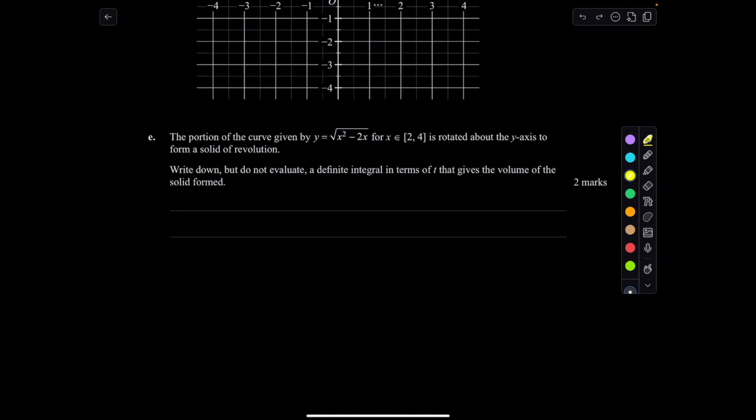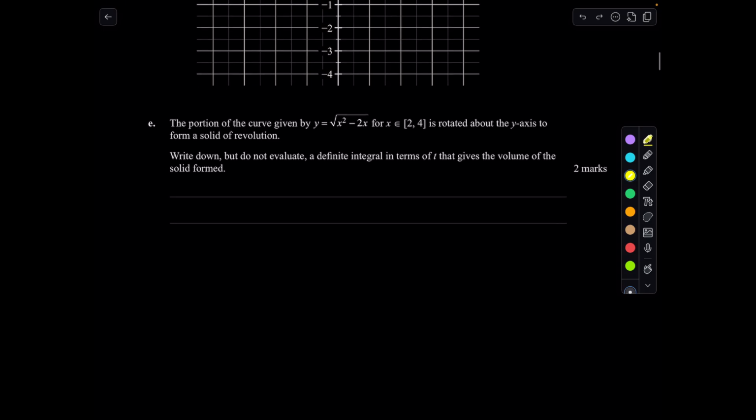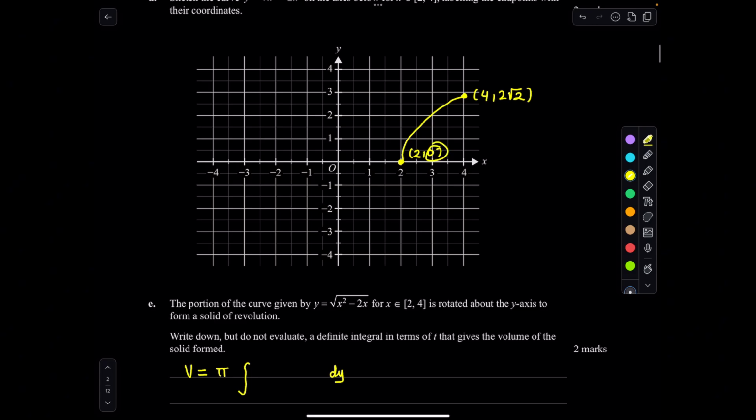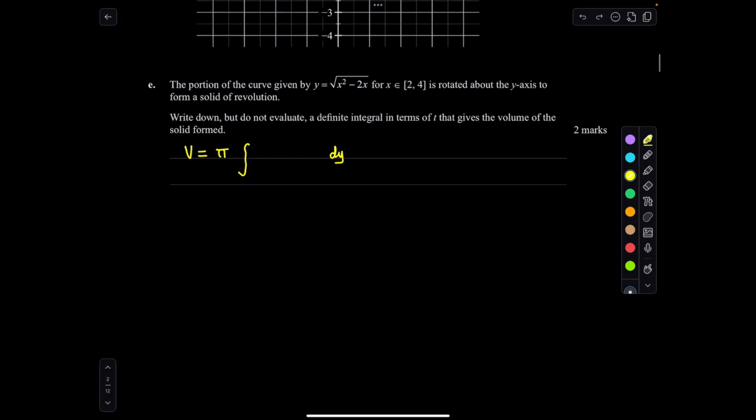Write down, but do not evaluate, a definite integral in terms of t that gives the volume of the solid formed. So we know to find the volume, it's pi integral. Because we're rotating about the y-axis, it's going to be dy, and these values are going to be in terms of y. We're rotating from, in terms of y, 0 to 2 root 2. And remember, because you're rotating around the y-axis, you have to have x squared in the middle. What's x squared? That's really easy, and we want it in terms of t.